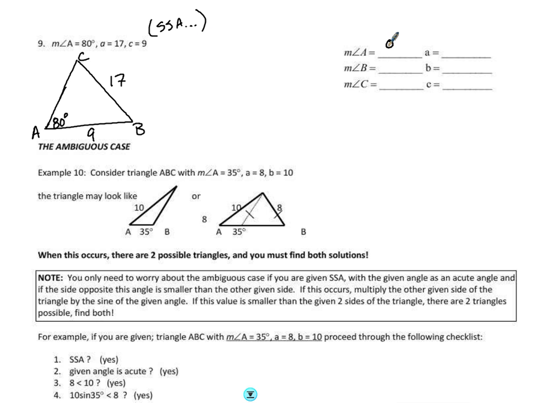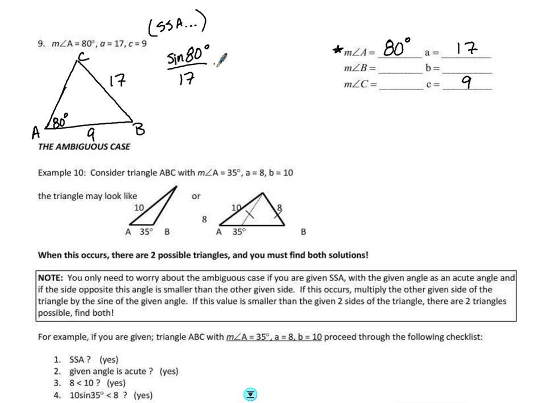Side A, that's 17. And here, opposite of C, that's 9. So we're going to use this one a lot, especially when we're talking about the angle here. I have angle A, so sine of 80 degrees over 17. That's my go-to, since it's an exact value.